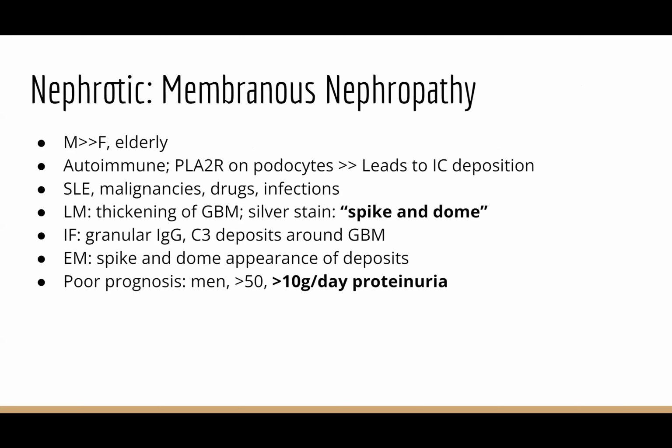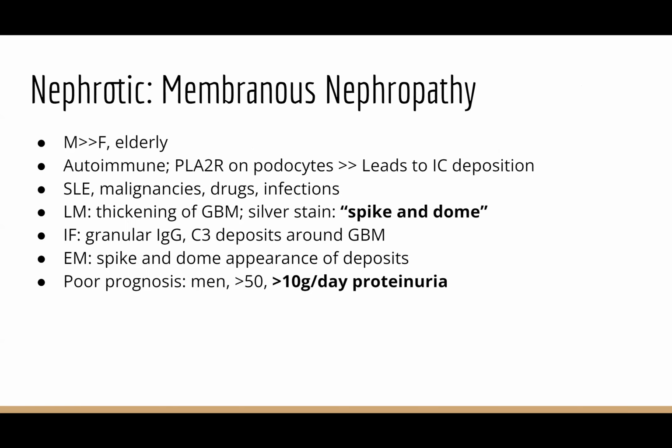Membranous nephropathy, again, nephrotic. So males are 2 times more likely than females, more likely in the elderly. This is autoimmune, so look for the PLA2R antibodies against those on the podocytes. And then this is what's going to lead to the immune complex deposition.